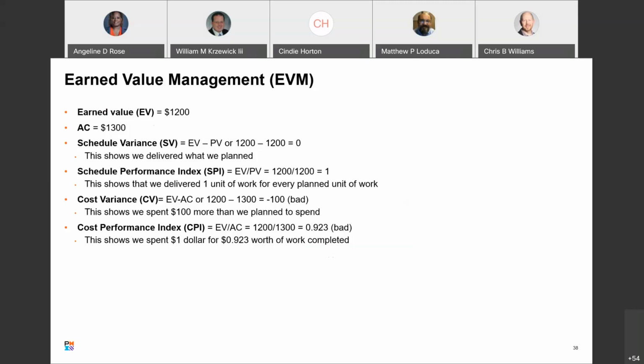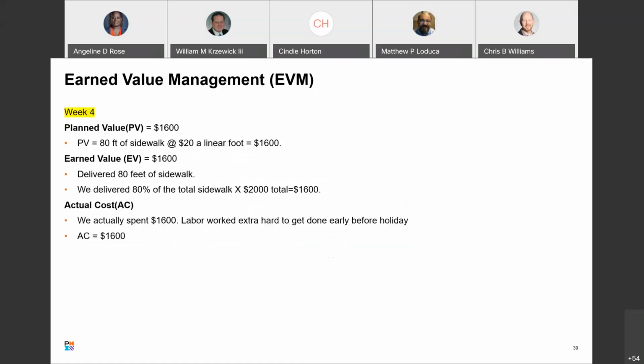All right, now cost variance. This is where we went out of whack, right? EV minus AC, we're negative 100. That's bad. It shows we spent $100 more than we planned to spend. And then the CPI, EV divided by AC, 0.923. Anything below 1 is bad on an index. This shows we spent $1 for every 92.3 cents worth of work completed. All right, so we made up somewhere, we lost somewhere. So now we're cruising along.